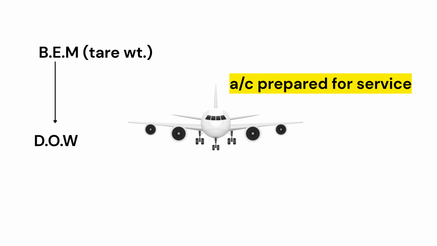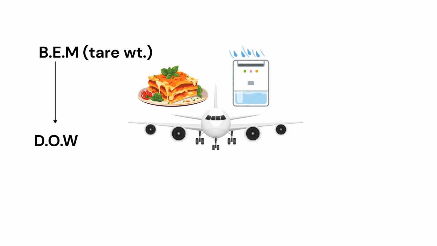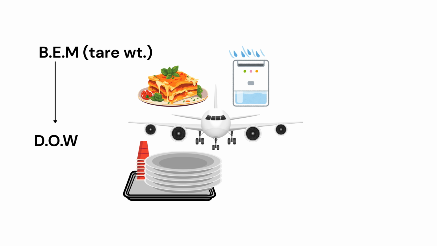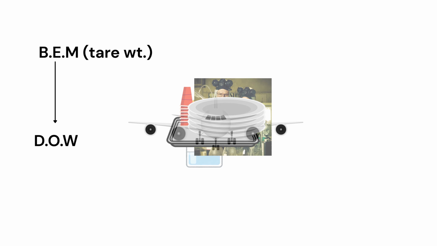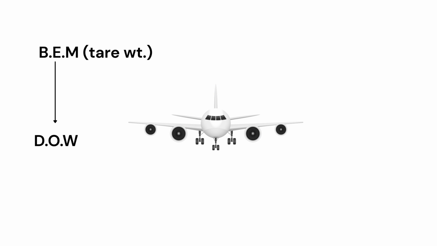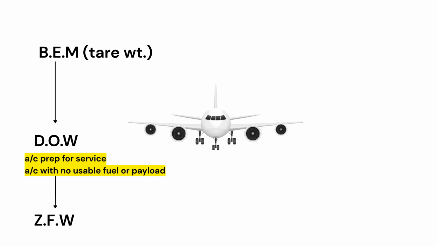Your crew has also prepared the aircraft for service with portable water, food, catering equipment, and those lavatory chemicals. But still no passengers and no usable fuel. In your exam, they might call this aircraft prepared for service or aircraft weight without fuel and payload. So watch out for that wording. And finally, we've got ZFW, zero fuel weight.